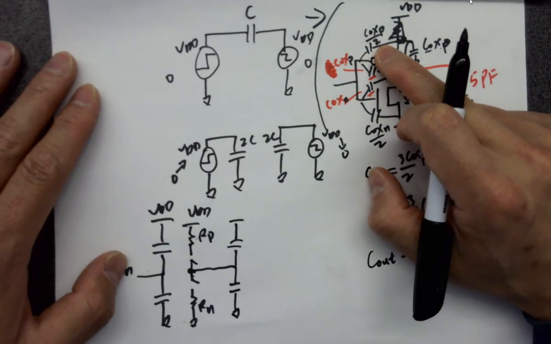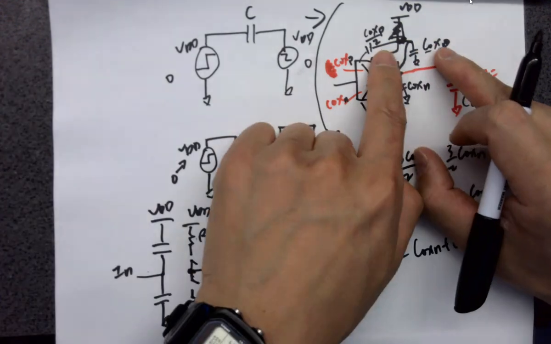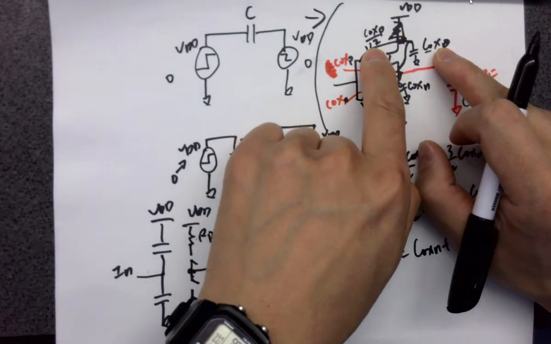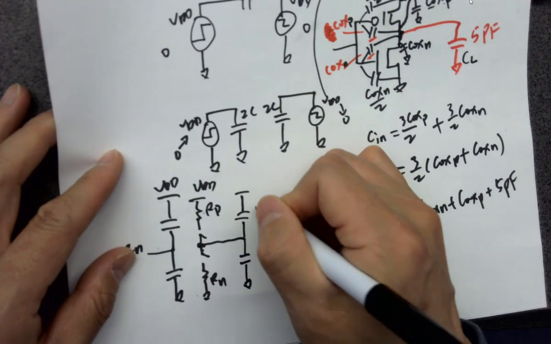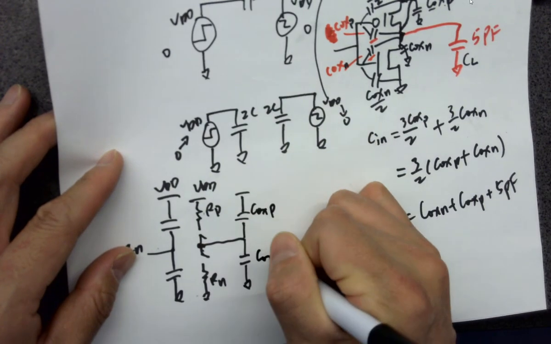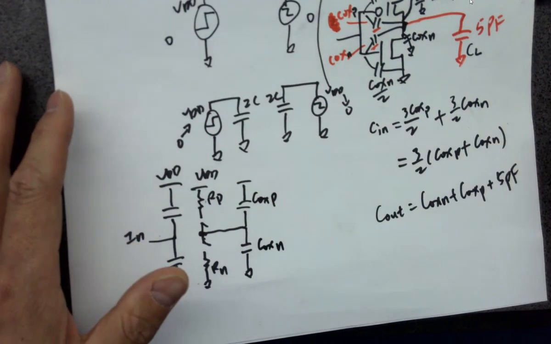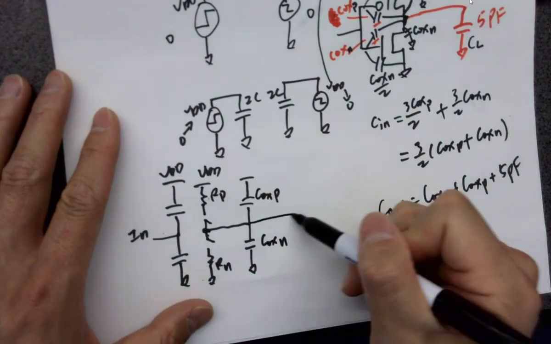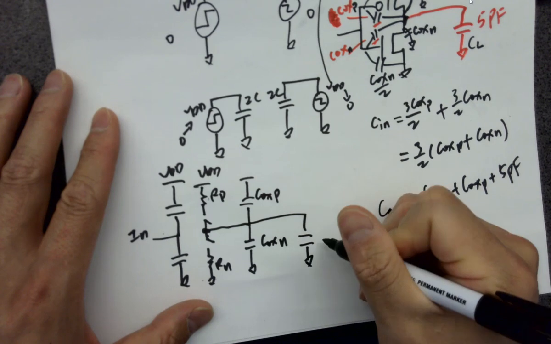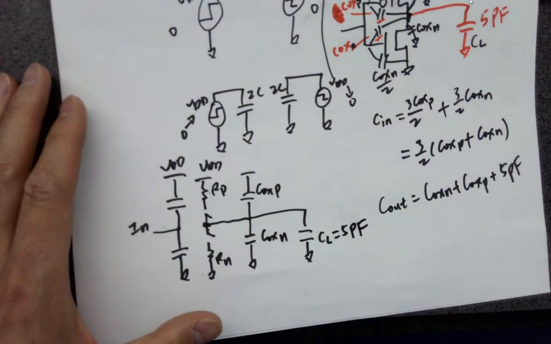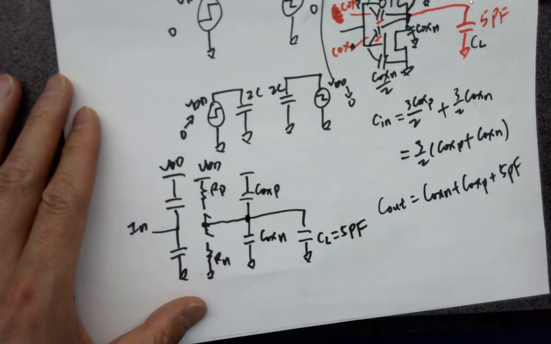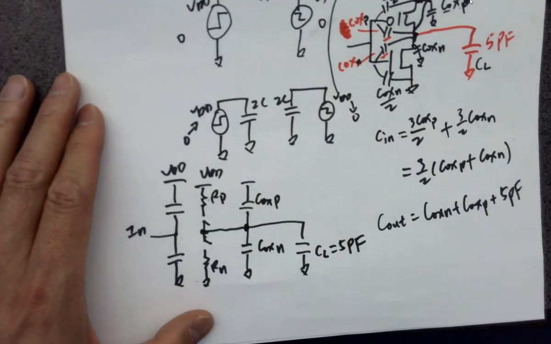So this is the half CUX, and you are getting 2 CUX on each, one on each side. So CUXP here and CUXN here. And we're not even including the load capacitor, which is CL, 5 picofarads. That's how we model it. So that's the RC model for an inverter.